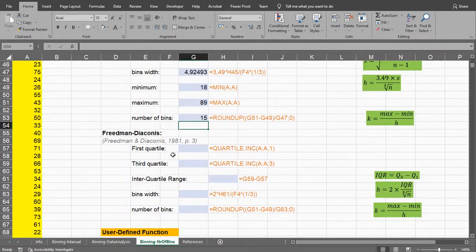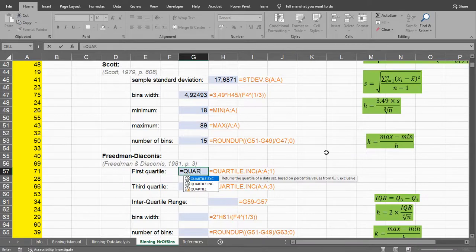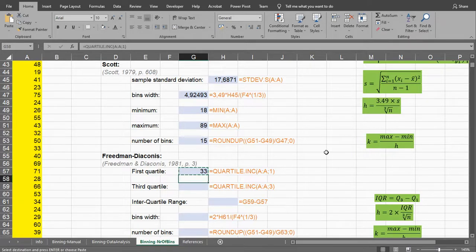Alright, the last one I want to discuss is Freedman and Diaconis. Instead of using a normal range, they use the interquartile range, which uses quartiles. Excel luckily has again a function for quartiles. It has two actually, the quartile excluding and including. I'm going to use the included one, column A, and I want the first quartile. I can copy paste this because I also want the third, and just change it to the third. The interquartile range is then simply the difference between the third quartile minus the first one.